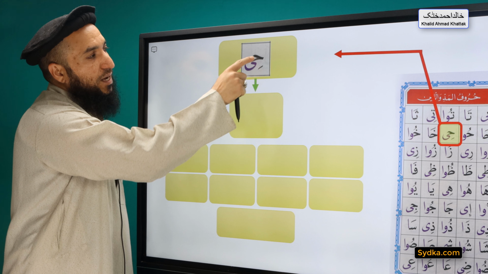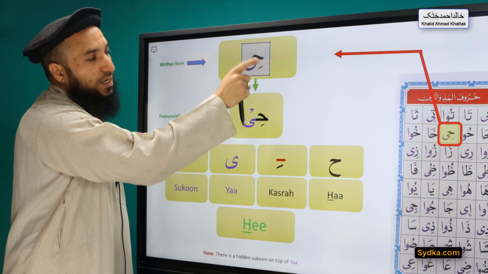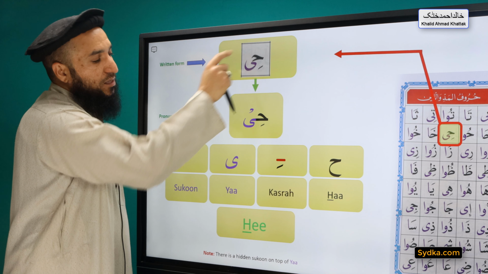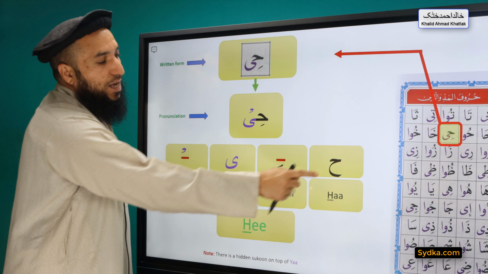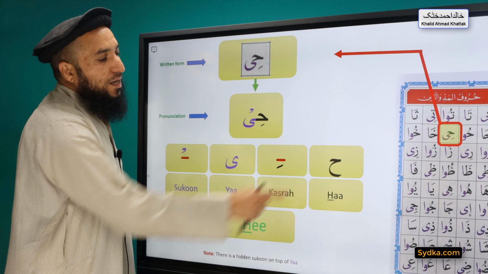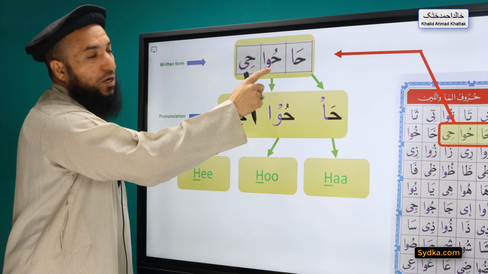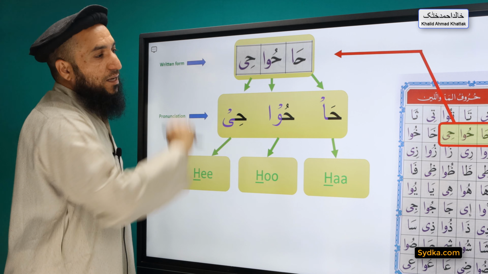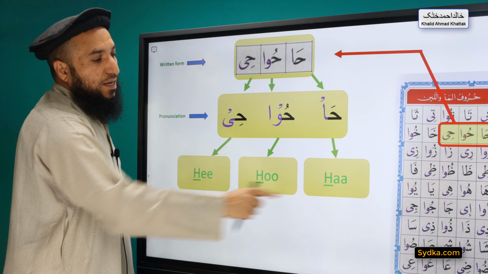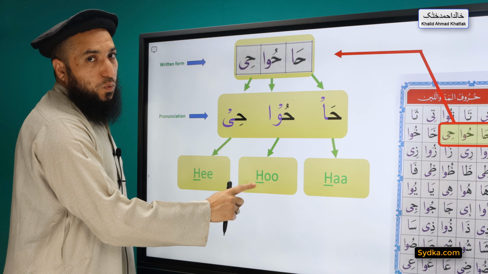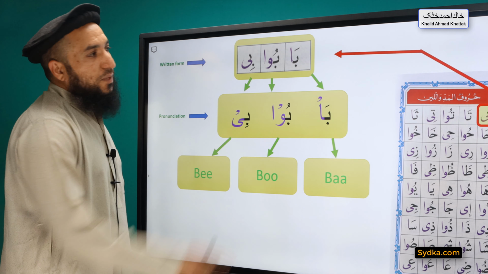The next syllable we have is ha kasra ya sukoon hi. This has a hidden sukoon here. Ha is a light letter, it has kasra underneath followed by ya, and ya has a hidden sukoon. So this is how we pronounce it. Ha kasra ya sukoon hi. Ha hu hi. So the next few slides would be sounds only.